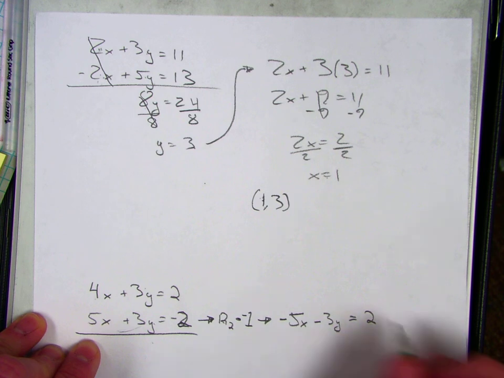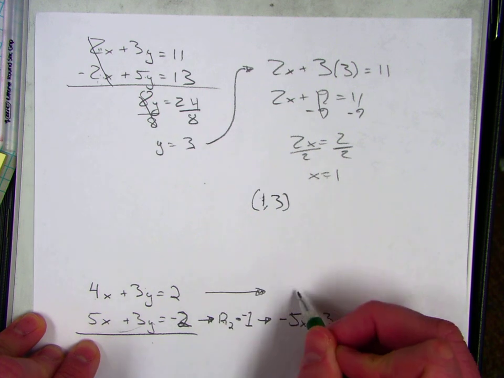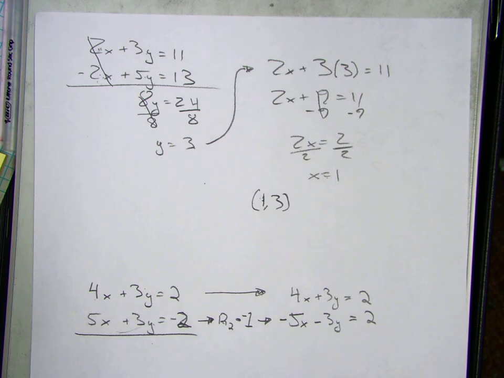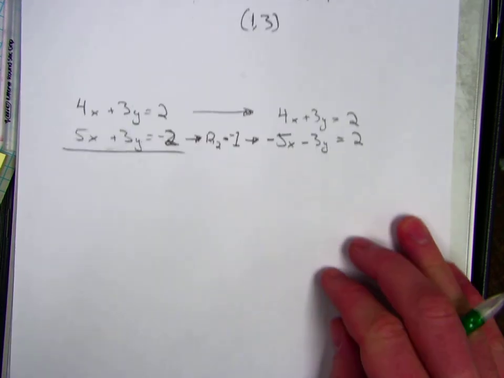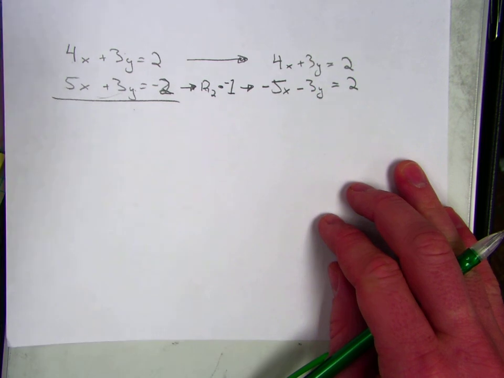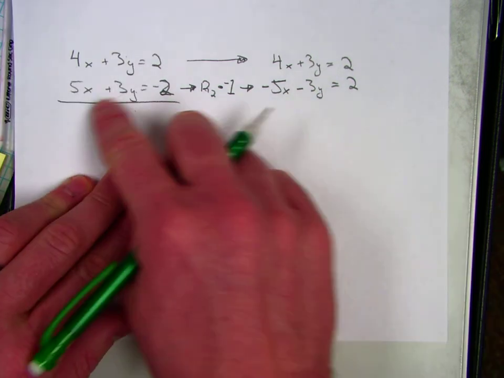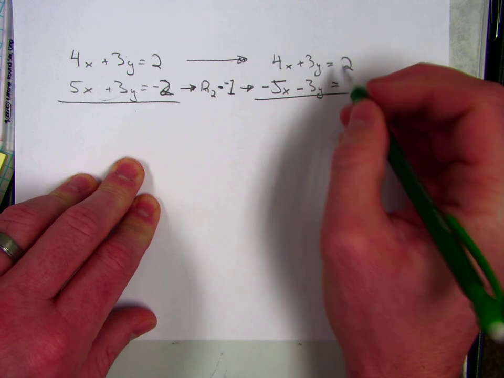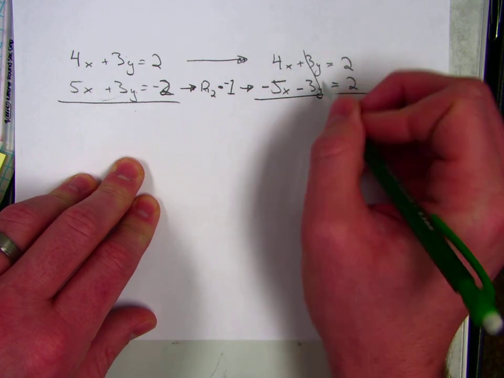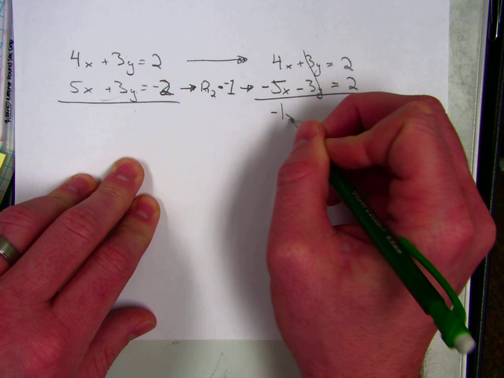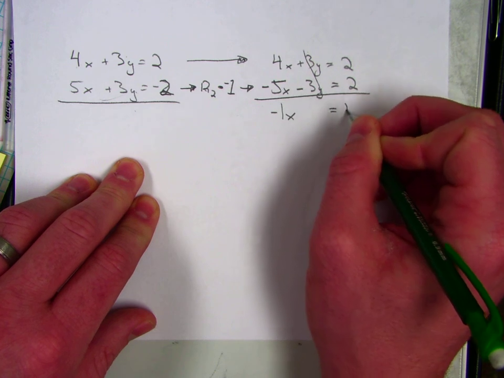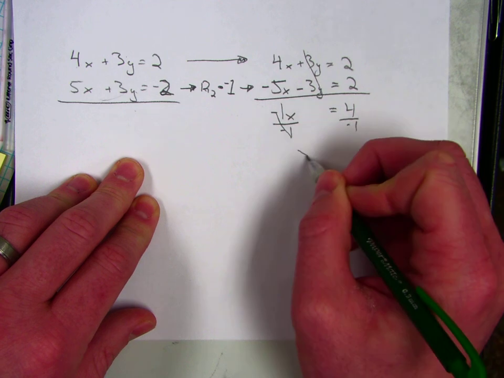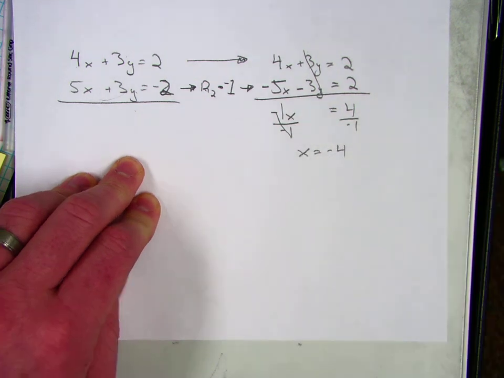And then I just bring my first equation over. 4x plus 3y equals 2. Now, by not violating any mathematical laws, all I did was multiply both sides of this second equation by negative 1. I've now created a system where when I add straight down, my y values will cancel. I have negative 1x equals 4, so I can divide each side of the equation by negative 1 and get that x equals negative 4.